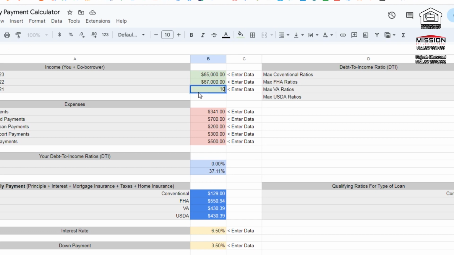Let's say Bob and his wife earned $100,000 in 2021, $125,000 in 2022, and $150,000 in 2023. They also have $700 a month in car payments and $2,000 a month in credit card payments. Neither went to college, so they don't have any student loan payments, and neither has been married before, so they don't have any child support or alimony payments.